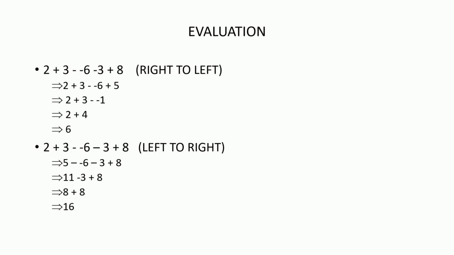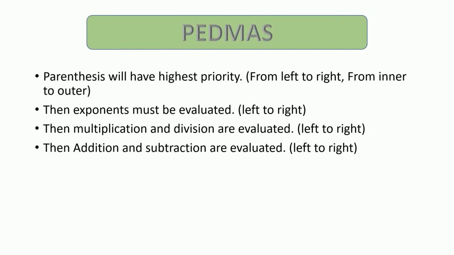So we have to solve this problem through a set of rules or convention or a standard that is accepted everywhere. That is PEDMAS. So what is this PEDMAS? P means parenthesis, E means exponent, D is for division, M is for multiplication, A and S for addition and subtraction. Parenthesis will have the highest priority. The grouping operations will have the highest priority, and if you have multiple pairs of parentheses, you have to go from left to right, from inner to outer. The innermost pair of parentheses will be evaluated first.